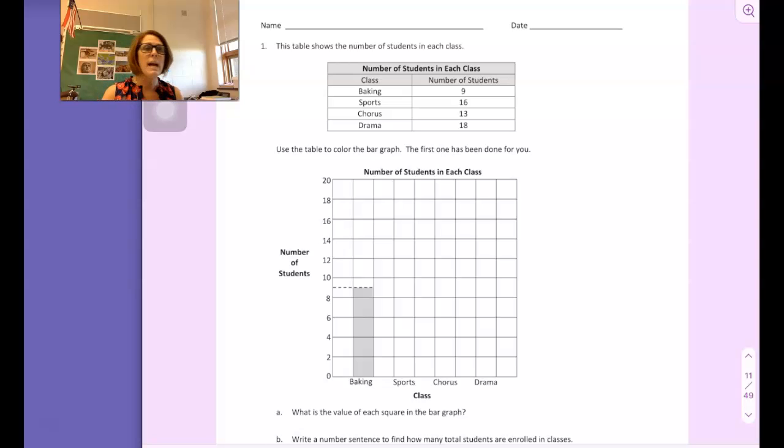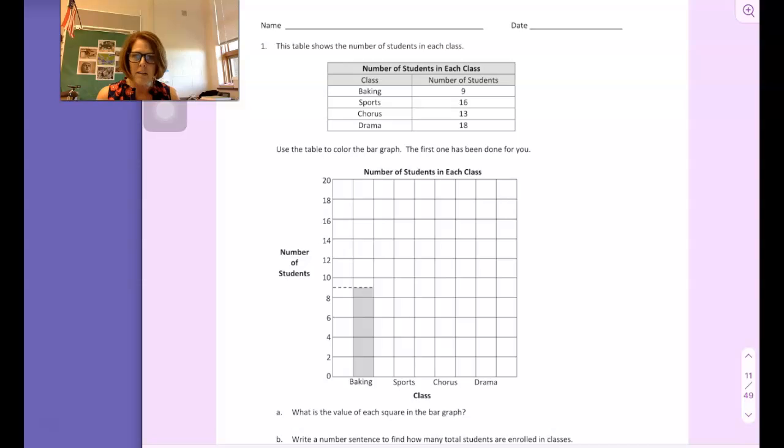Now, if you want to go ahead and get some colored pencils and make this colorful and have some fun with it, you can. If you just want to shade it in with your pencil, you can do that as well. So what they did was, we have the number of students on the left, we have the title at the top, and the classes across the bottom. Notice all the labels and then the numbers and the names of the classes.